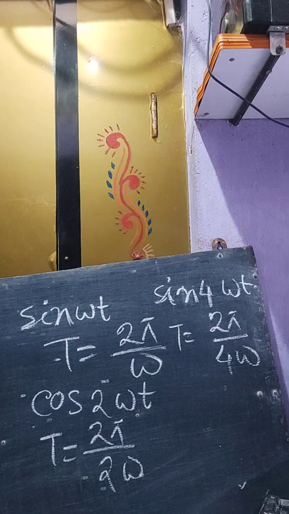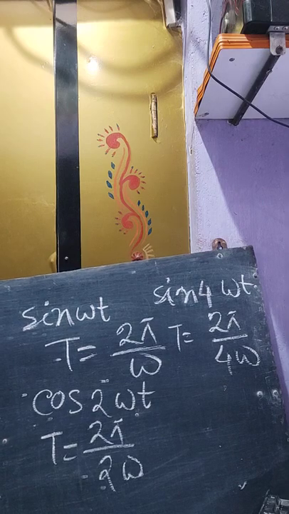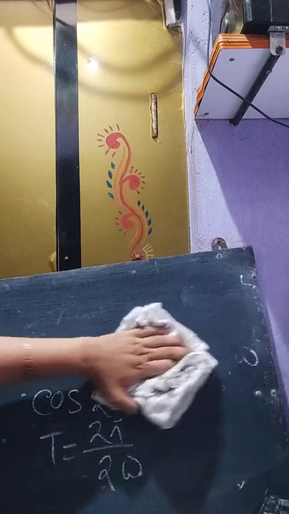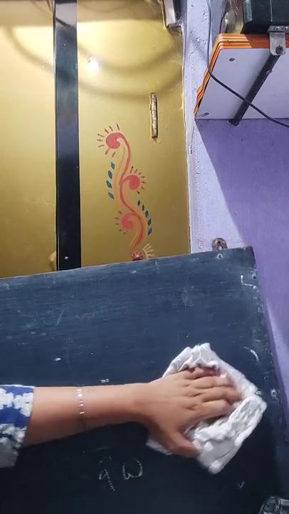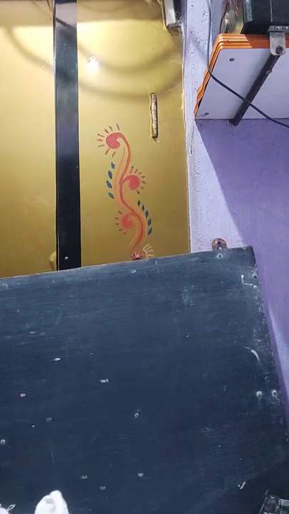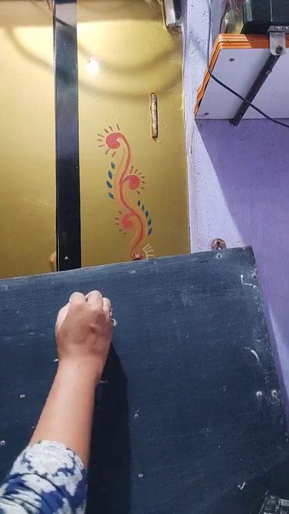Next, coming to the oscillatory motion. What do you mean by oscillatory motion? If a body in a periodic motion moves to and fro about a definite point, then the motion of the body is a vibratory motion or oscillatory motion. What is the to and fro about a definite point?